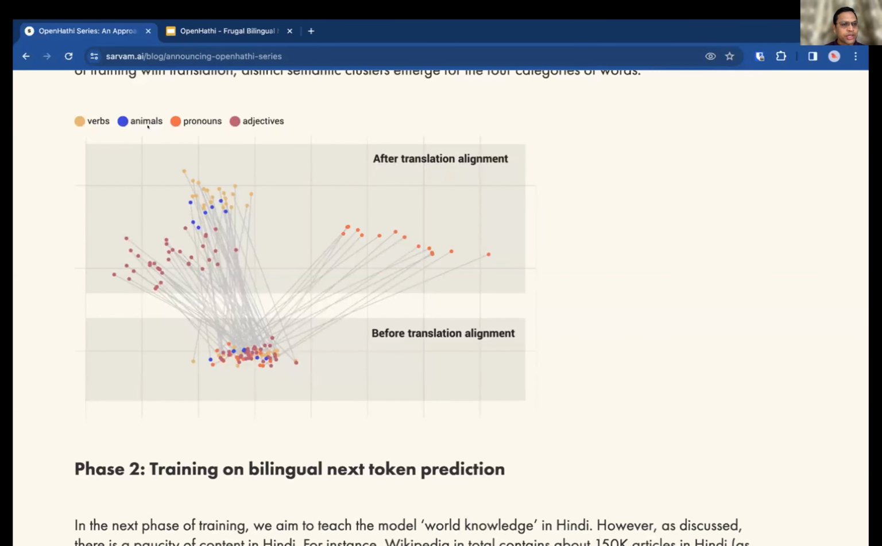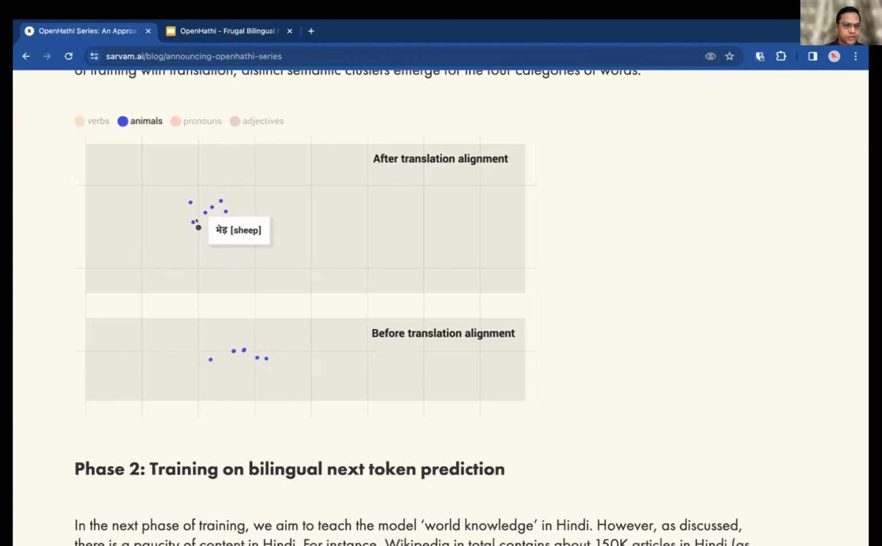If you took various tokens of various kinds, let's say verbs, animals, pronouns, and adjectives, initially we are randomly setting the embeddings, but the embeddings change after the first phase of this translation, and you clearly see that there is some kind of semantic clustering. These are the two principal components of the embeddings being visualized, and you can see that the pronouns form a different set. The verbs are completely different here. Then the adjectives are here, and so on.